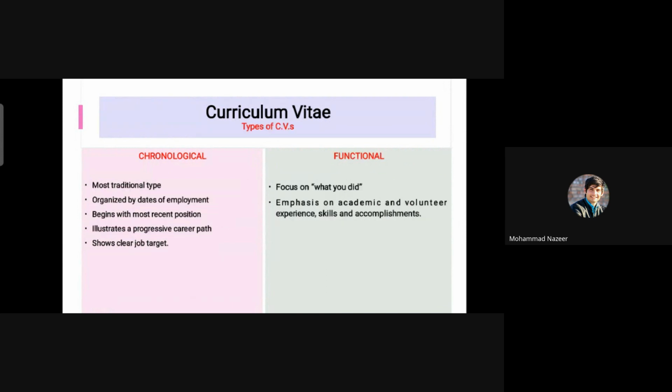Another thing is that there are different kinds of structures of the curriculum vitae: chronological and functional. Chronological is the very traditional type. If you have a big work experience, it deals with the dates of employment, and it begins with your most recent position. It gives an illustrative, progressive career path, and it also shows a clear job target. That can be considered a chronological curriculum vitae.